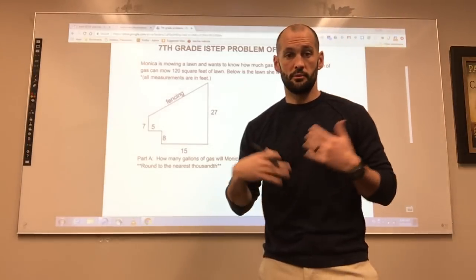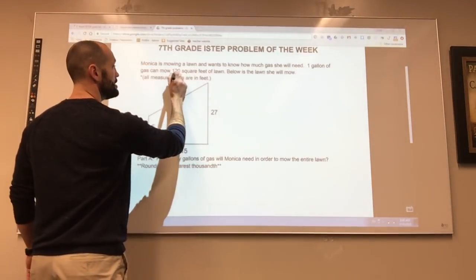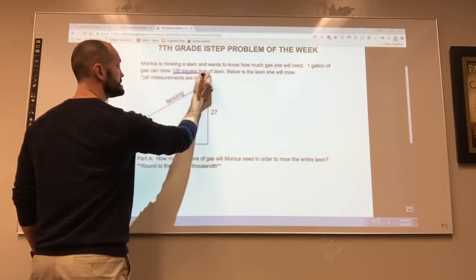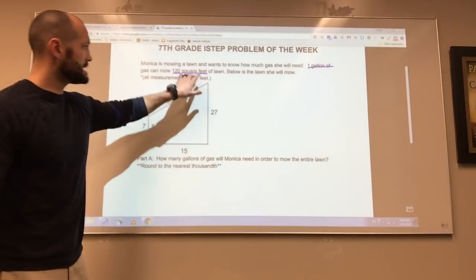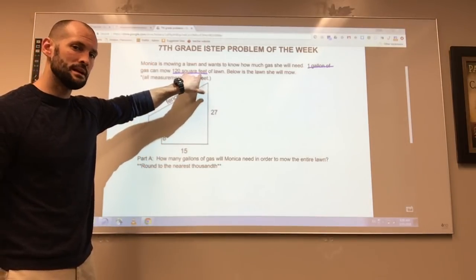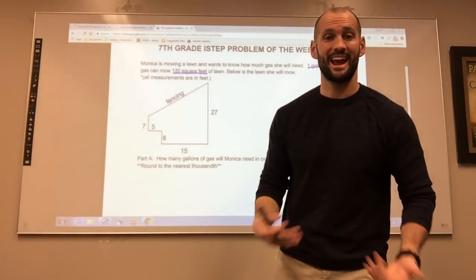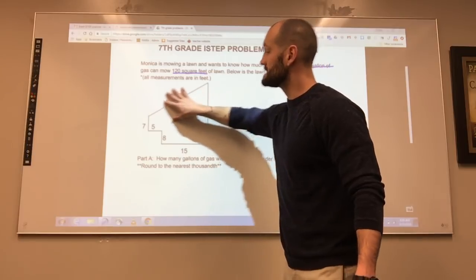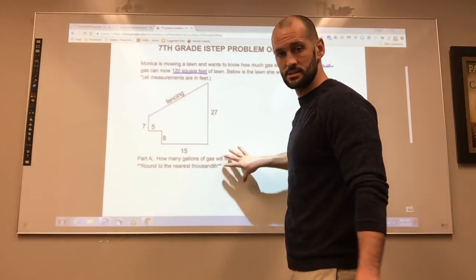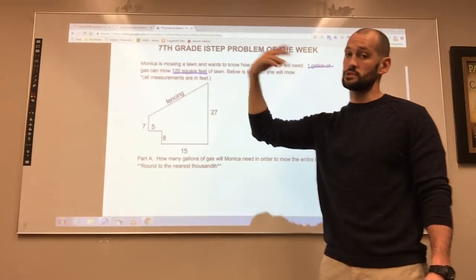Okay, so before we get into this, let's look at the information they gave me. I know that I have 120 square feet for 1 gallon. Notice they gave us square feet. What does that mean? It means there's an area. Whenever we have units squared, we're talking area, two-dimensional. So I need to find out the area of this entire shape before I can even answer this question. That's what you needed to pick up on. If they say square feet, we're talking area.